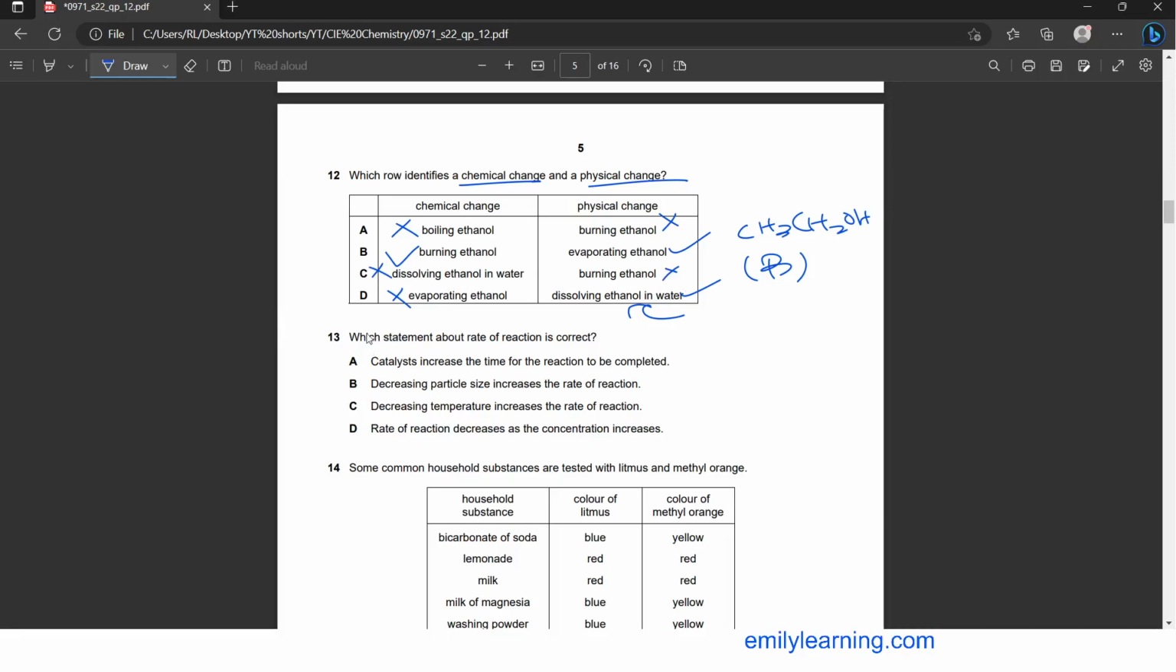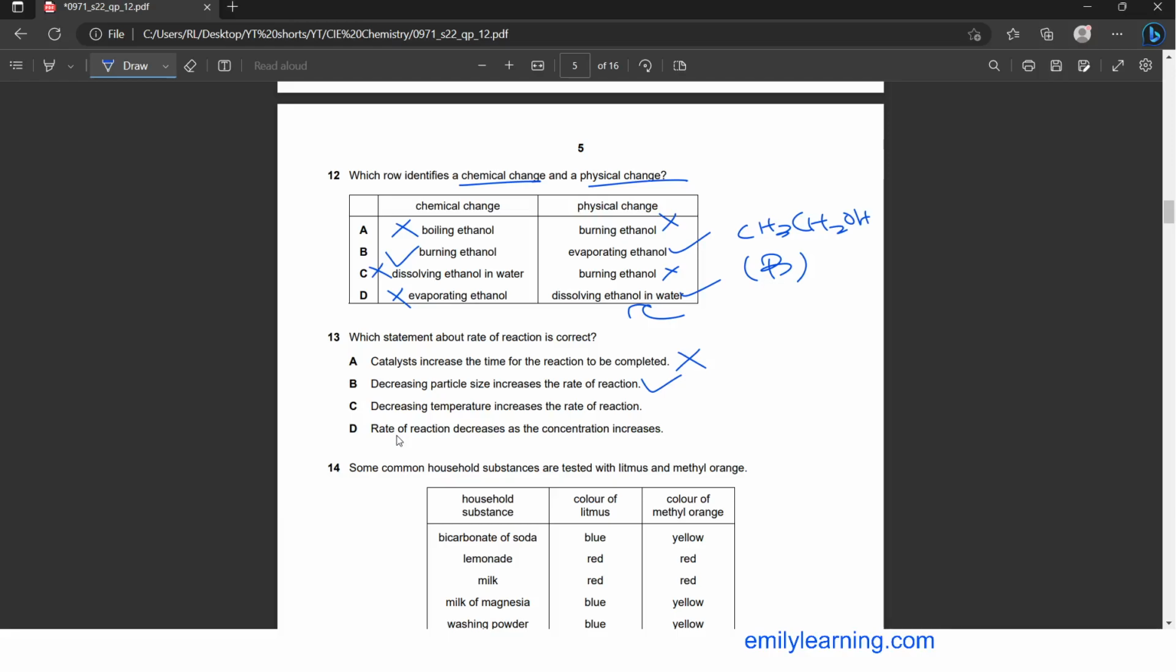Moving on to question 13, which statement about the rate of reaction is correct? So catalyst increases the time for the reaction to be completed. No, catalyst speeds up the rate of the reaction, so the time taken will decrease. So A is wrong. Decreasing particle size increases rate of reaction. Yes, the smaller the particle size, the more surface area it has in contact with other reacting particles, so you will have a higher frequency of collision between reacting particles. So reaction rate will increase.